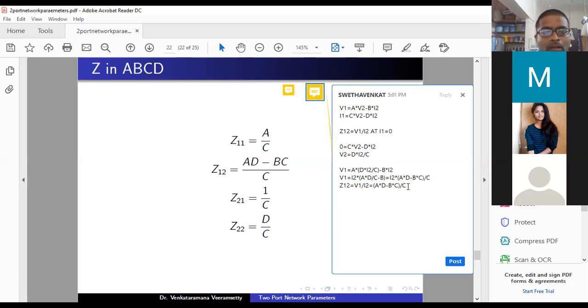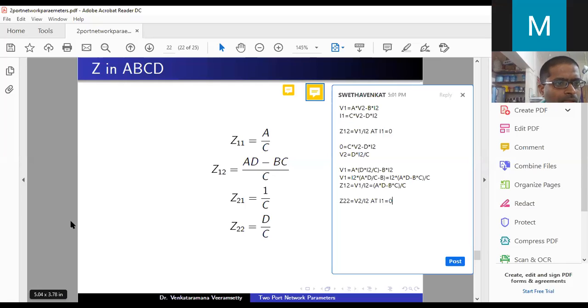Now I want to find Z22 in terms of the ABCD parameters. Last one. I want to calculate Z22 in terms of the ABCD parameters. So we define Z22 equal to V2 divided by I2 at I1 equal to 0.